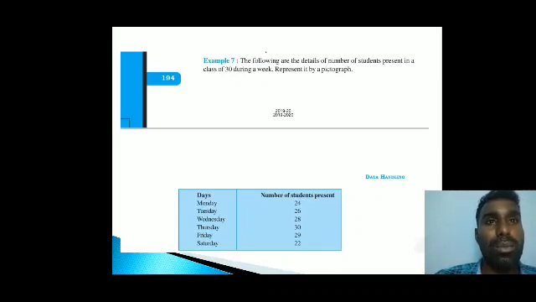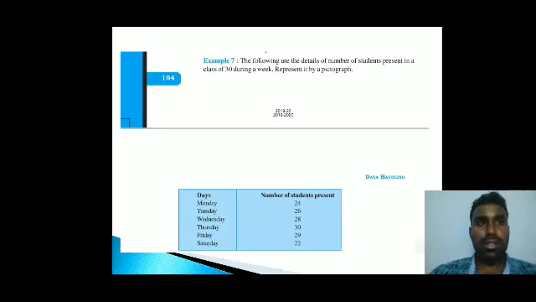Take your book, page number 194, and this is the problem, example 7. The following are the details of number of students present in a class of 36 during a week. Represent it by a pictograph. So here you have to know what they asked. First you have to know what they asked: the number of students present in a class of 36 during a week, represented by a pictograph.